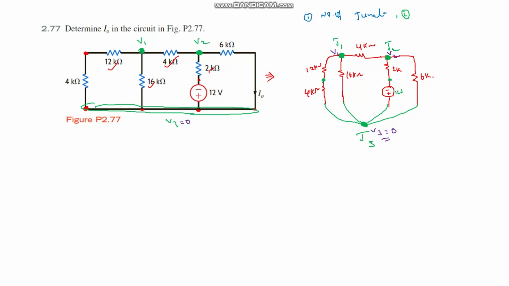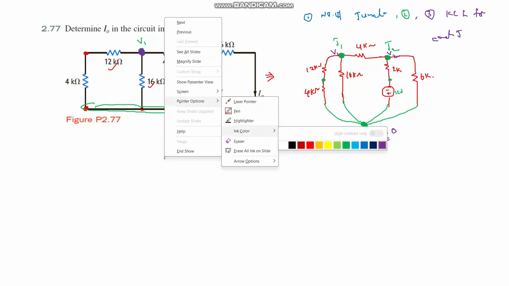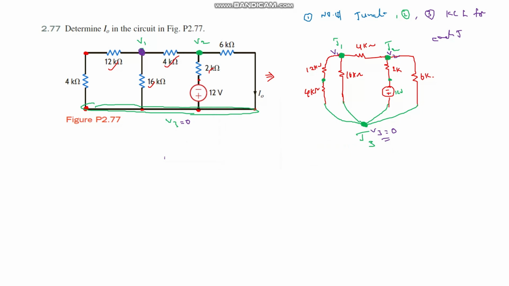The third step is to apply KCL for each junction except the reference. First, apply KCL at junction 1. To apply KCL at junction 1, we need to indicate the current directions at this point. I am assuming a current in this path, let it be I1, and this is I2, and this is I3.